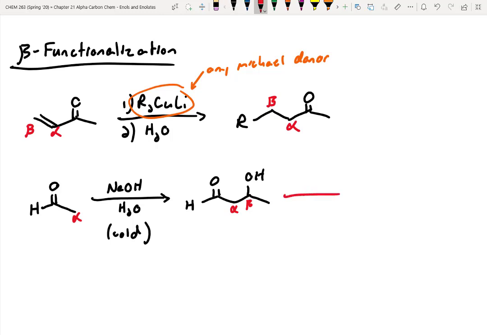And then, if we treat this with high temperature and more base, we can get an elimination type reaction to occur where we kick off hydroxide and we form an alpha beta unsaturated bond, meaning a double bond.